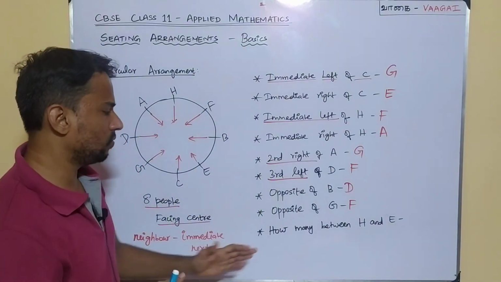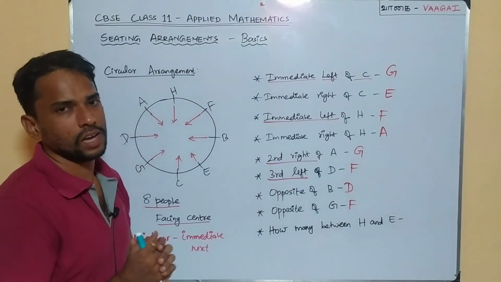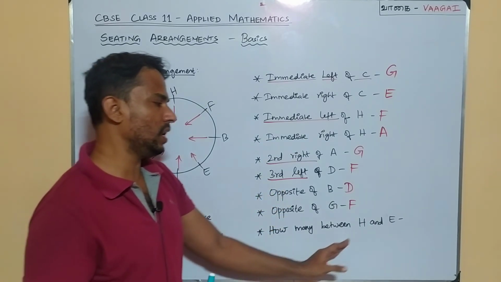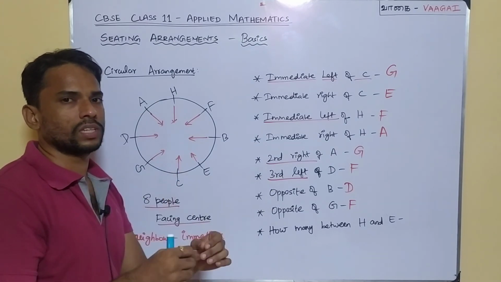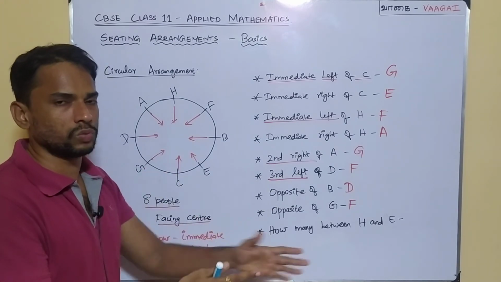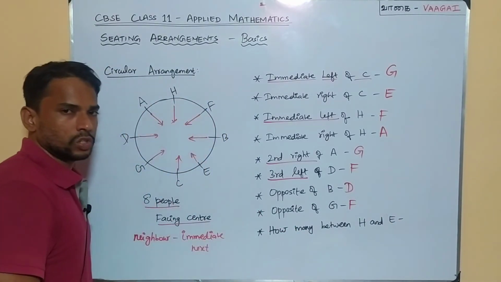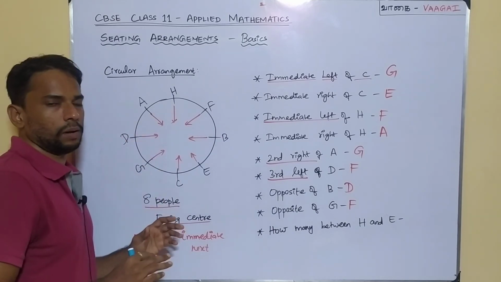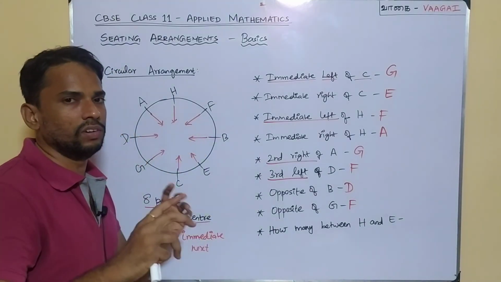And last, one more question we have: how many people are sitting between H and E? Again, this is another very important question. Most students have a possibility to get confused with this question. The question appears to be very simple, but when it comes to this arrangement diagram, you will find it a little harder and a little bit confusing. I will tell why it is.